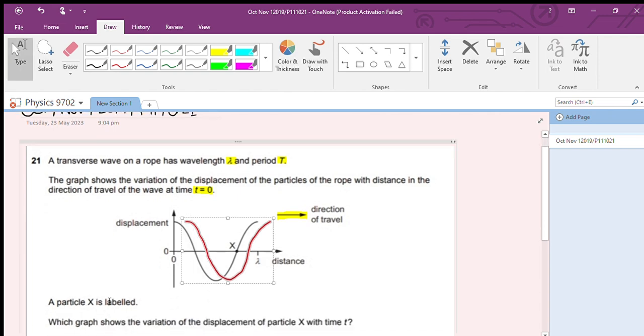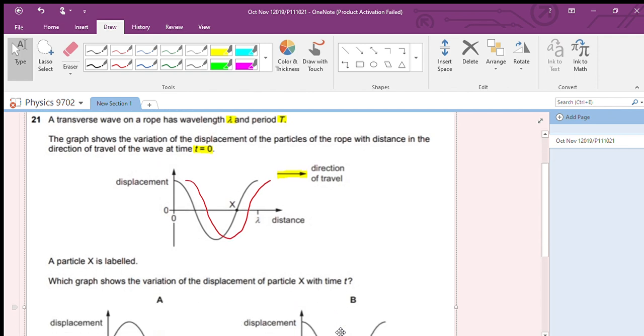So here it says a particle X is labeled. We can see that particle X is already labeled over here, on the original black wave. And they're asking which graph shows the variation of displacement of particle X with time t. So they are asking us to figure out the graph of particle X in which the displacement is against time, not distance. Got it?